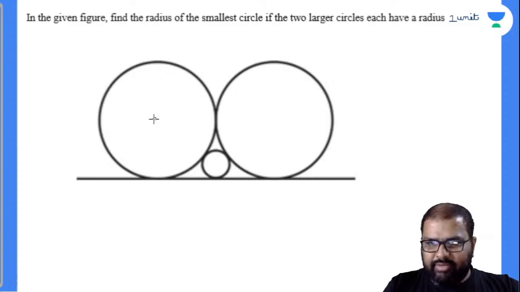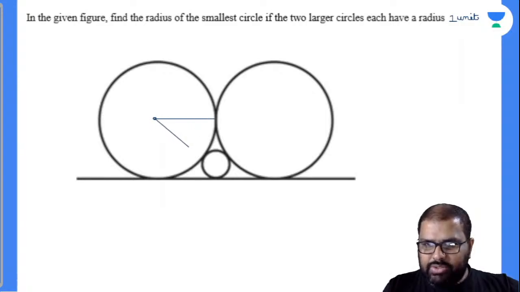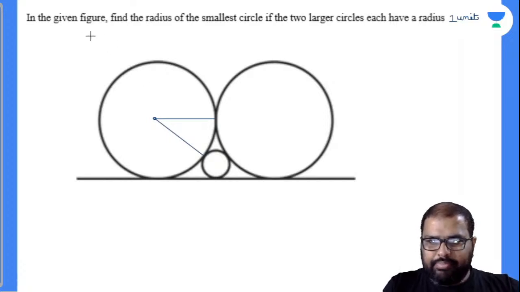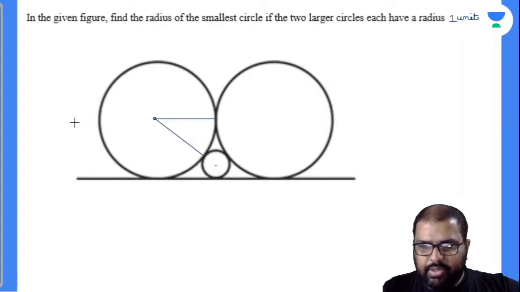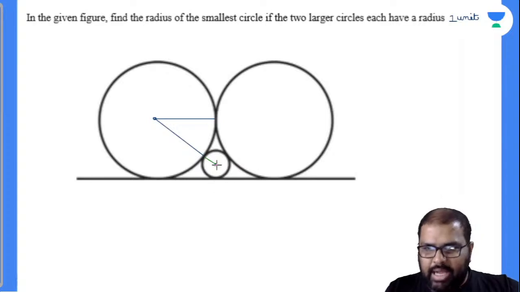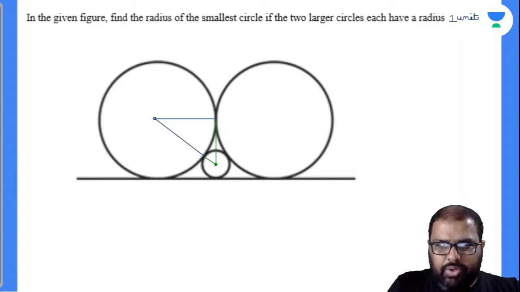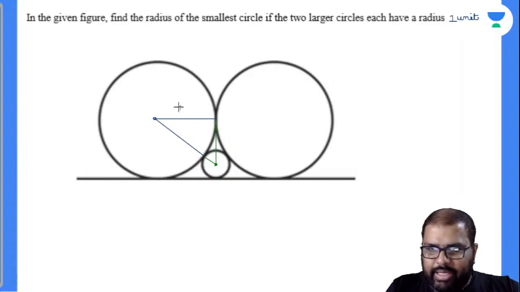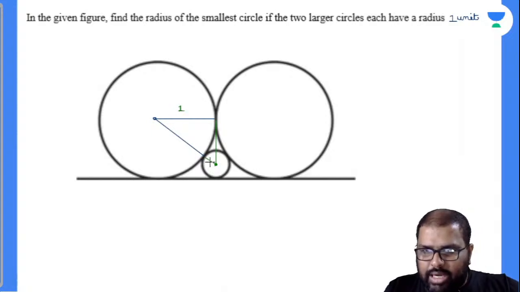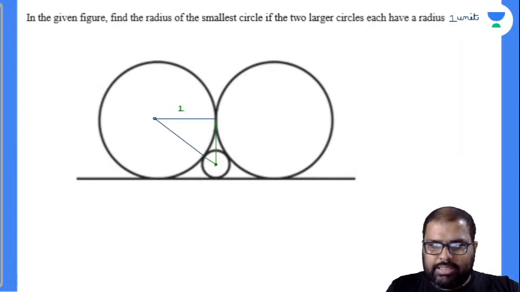So this is the center of the circle. I'll take the radius of the circle as this one. Now see here, this is also a radius of the circle. Closely observe, this is the center of the small circle. Take the length from here up to here, and I'll take this line segment also. If you closely observe, this length is 1 unit. Now I'll take the smaller circle's radius like this.